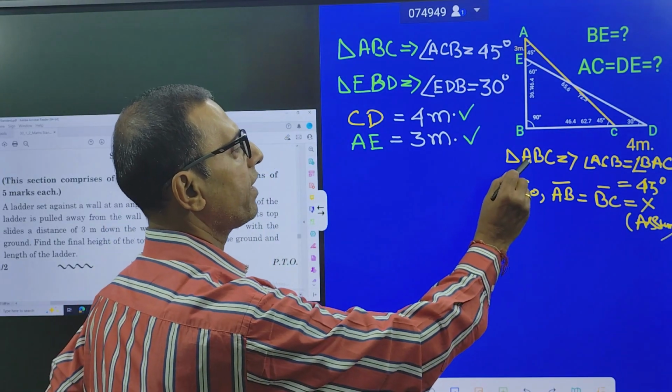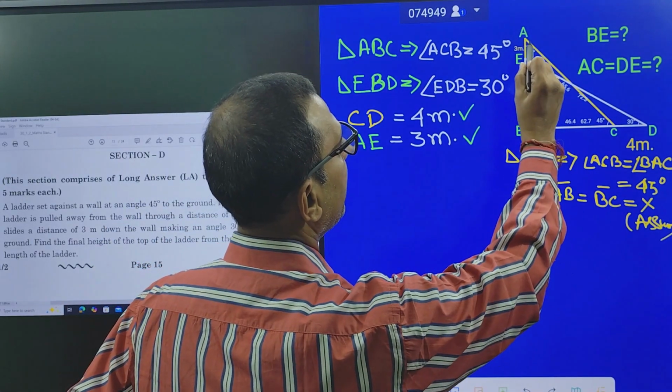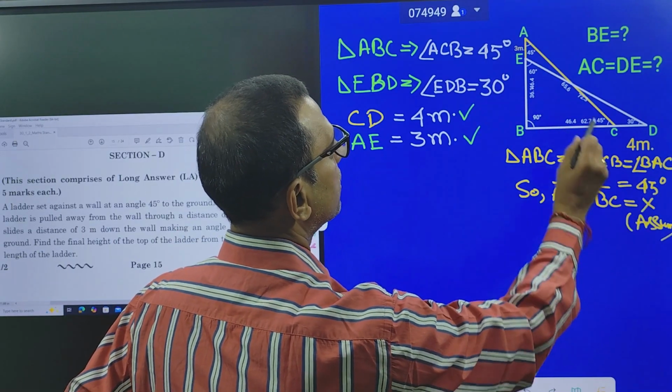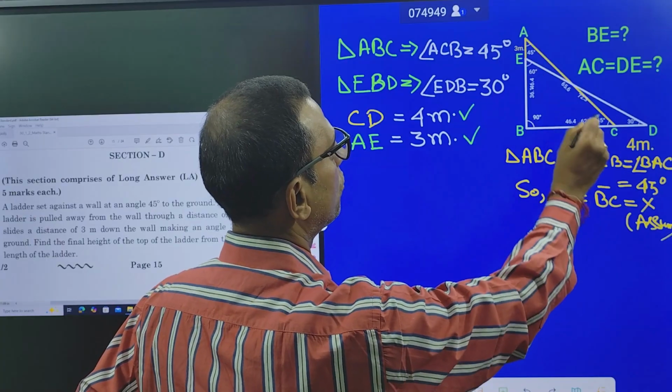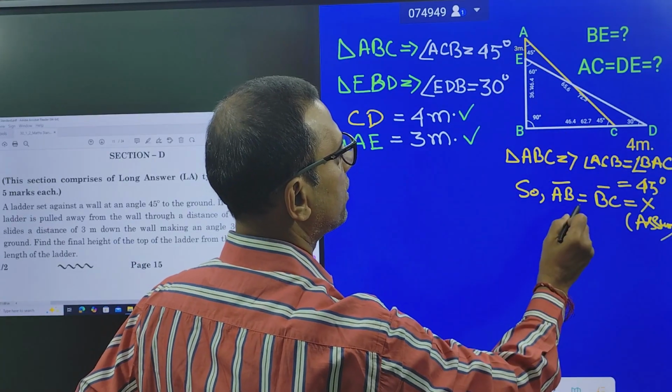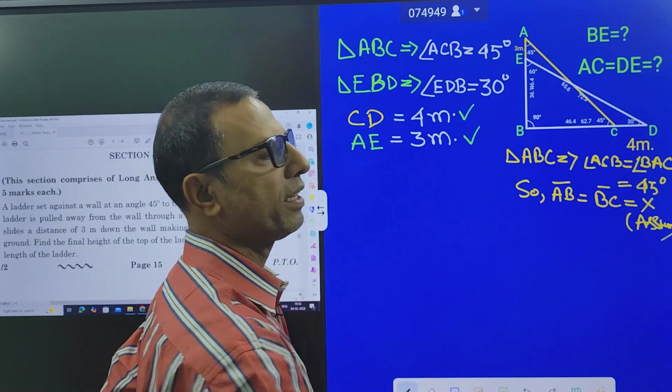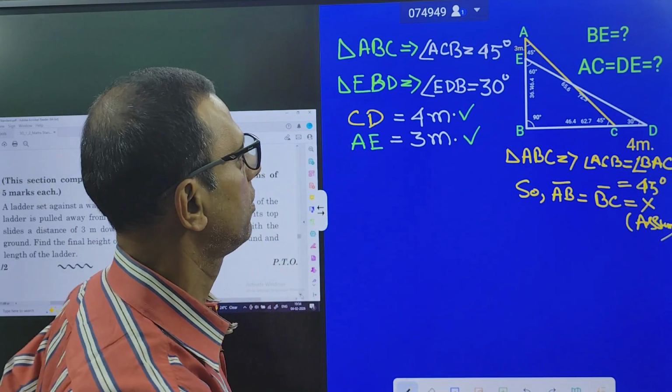So from right triangle ABC, angle ACB equals angle BAC, which equals 45 degrees. Since these two angles are equal, therefore AB equals BC. Let's assume it is X. So AB equals BC equals X, that is what we are assuming.